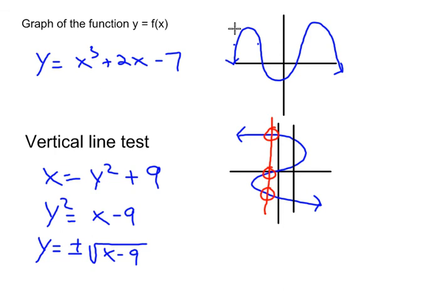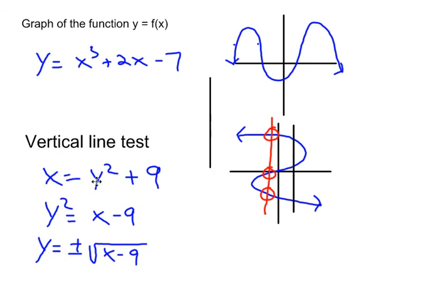The one above, if I drew in vertical lines, anywhere I looked at, I'm only going to hit this graph once, no matter where my vertical line is at. So the one above is a function, the one below is not a function.